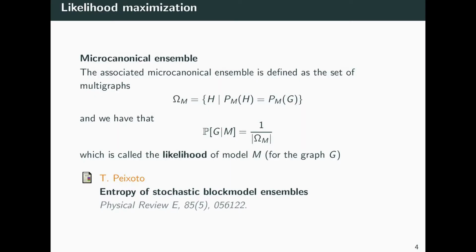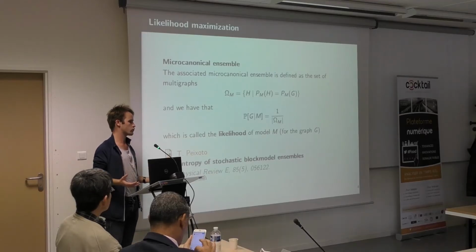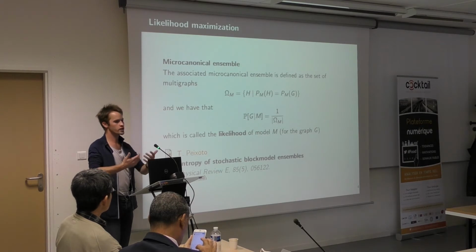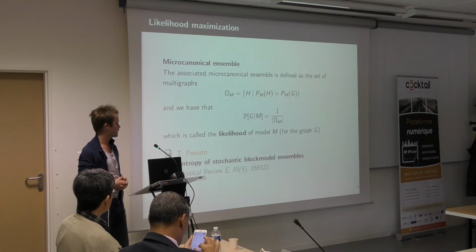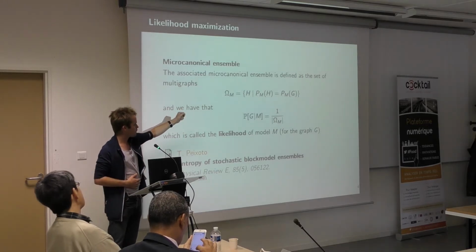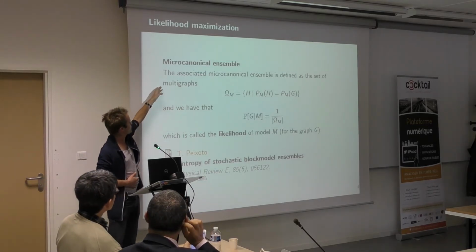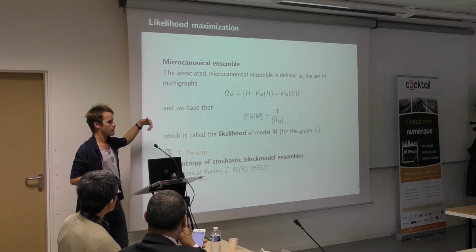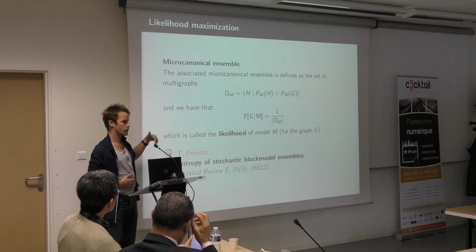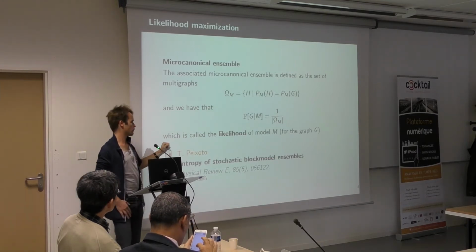So once you've defined the properties you want to work on, what comes naturally is to study the set of all graphs which respect those properties. The set of all graphs which can be generated using the model under study. This is what I call omega m. And I want to say right at the beginning that I will be considering multigraphs with self-loops authorized. This is for the sake of simpler computations in the following.